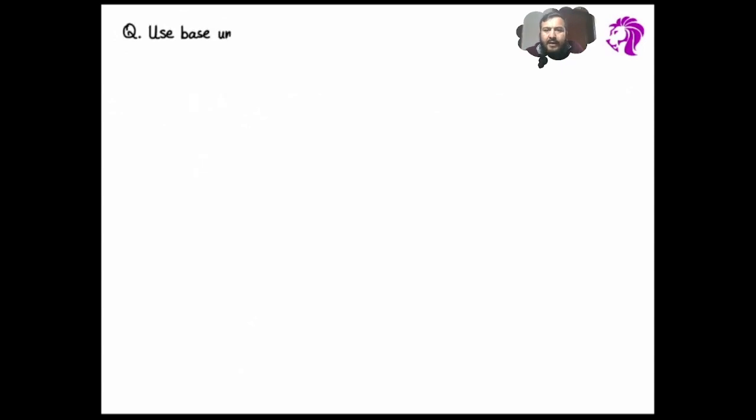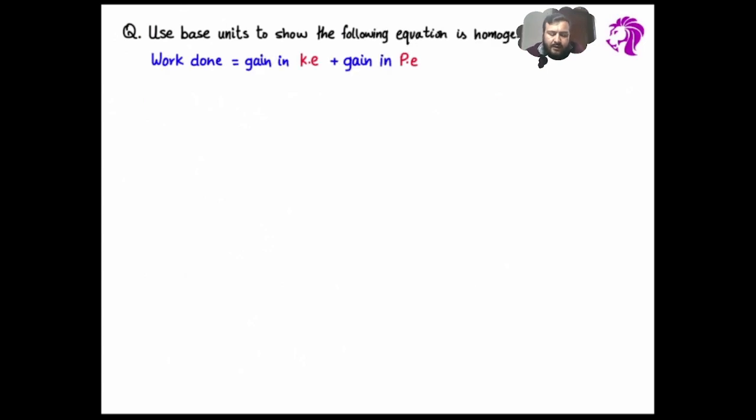Moving a step ahead and trying out one more example. This question says that you have to use base units to show that the following equation given below is homogeneous. And what is the equation? The equation is work done equals gain in kinetic energy plus gain in potential energy. I need to prove this to be homogeneous.